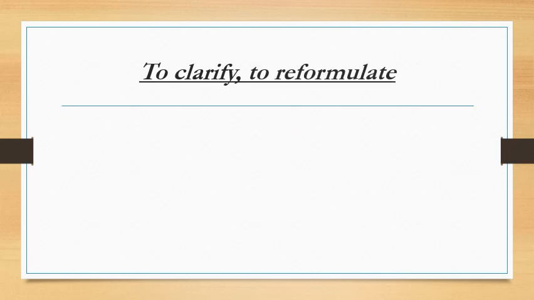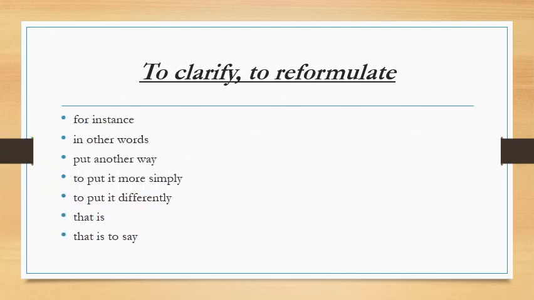In order to clarify an idea or an argument in a sentence or to reformulate it in another way, you can use the following expressions, which is, for instance, in other words, put another way, to put it more simply, to put it differently, that is to say. So if you have an idea that is not clear or that is hard to understand by the readers, you can reformulate it or clarify it using the following expressions.